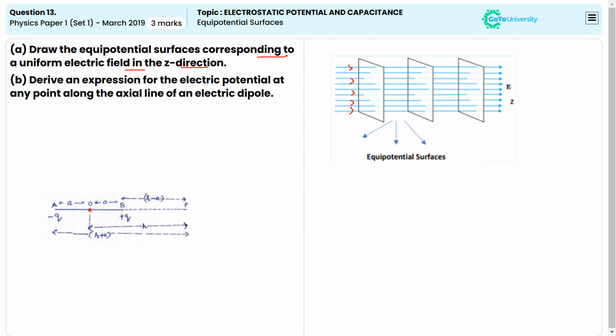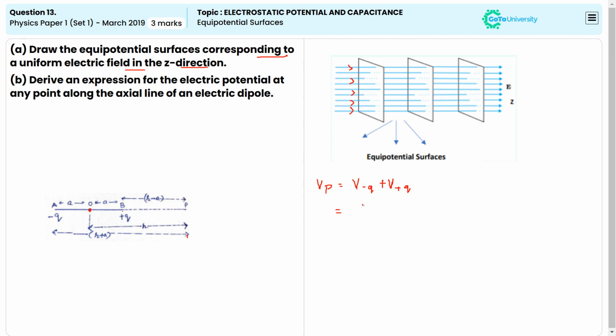From the center O to the point P, the distance is R. From point B to P is R minus A, and the total distance from minus Q to P is R plus A. Then the potential at point P is Vp, equal to V of minus Q plus V of plus Q.